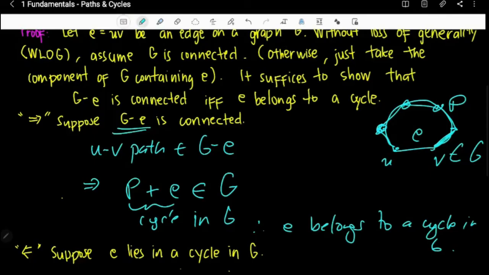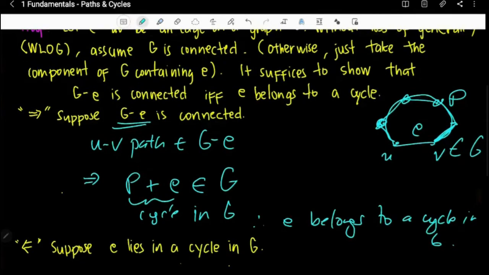How do you form the cycle? Kukunin mo yung path na nasa G minus E, tapos idudugtong mo yung UV. That's already a cycle. Okay.